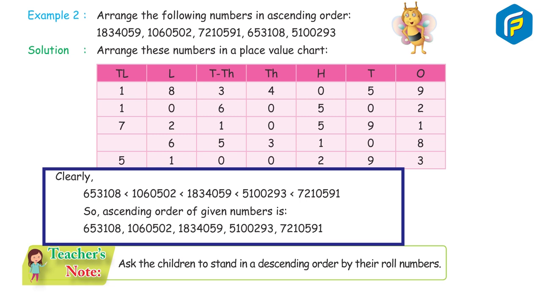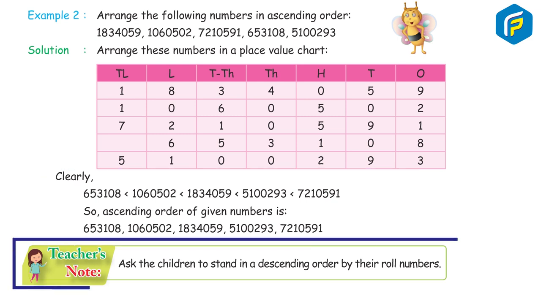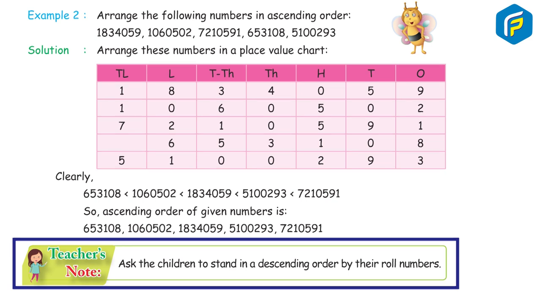51,293, 65,31,008, 10,60,502, 18,34,059, 72,10,591. Teacher's note: ask the children to stand in descending order by their roll numbers.